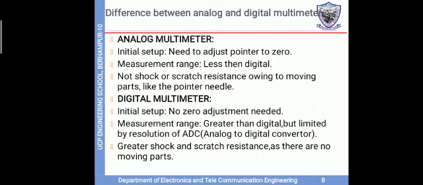Difference between analog and digital multimeters. Analog multimeter: need to adjust pointer to 0; measurement range less than digital; not shock or scratch resistant owing to moving parts like the pointer needle.